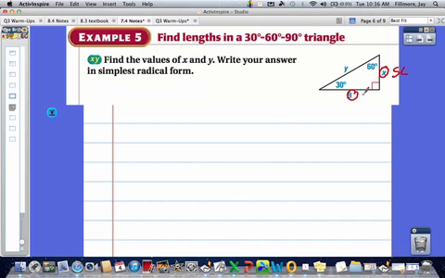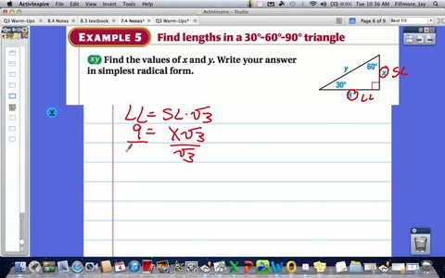And we know our long leg. So we can say our long leg equals the short leg times the square root of 3. And we'll plug in what we know. The long leg is 9, the short leg is x, and then root 3. And then divide both sides by the square root of 3. So x equals 9 over root 3.